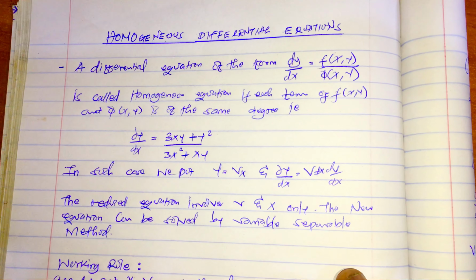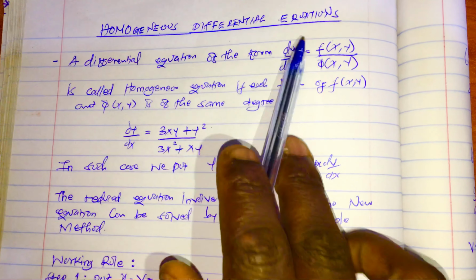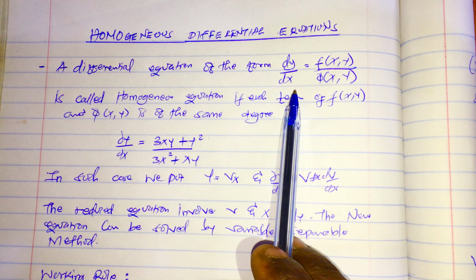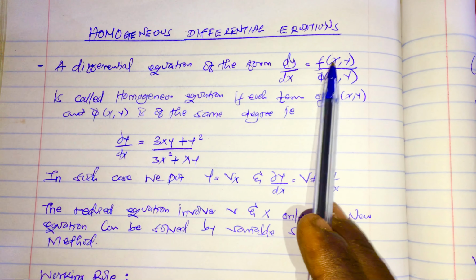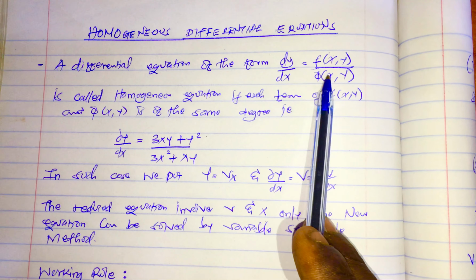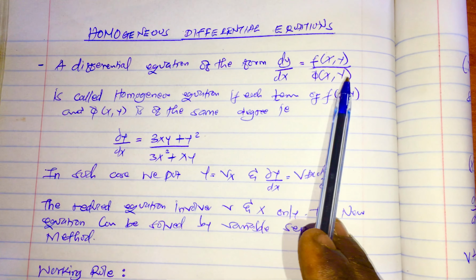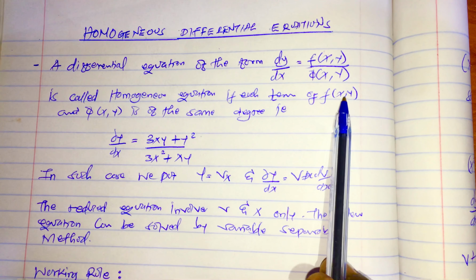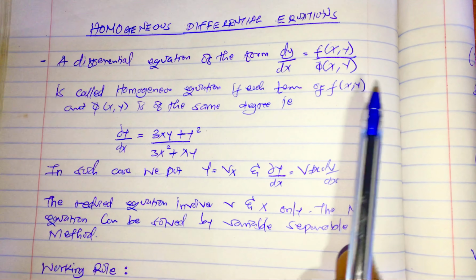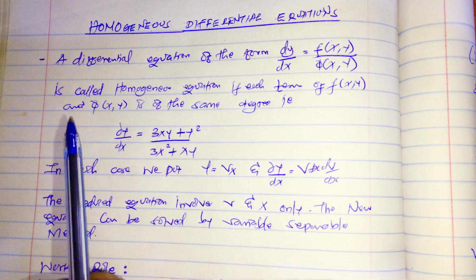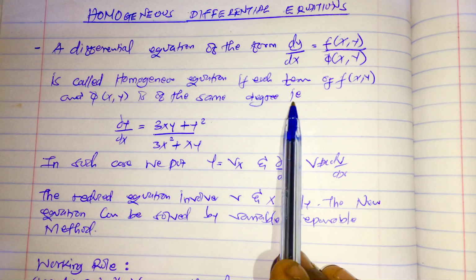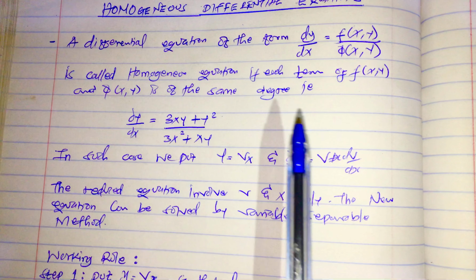Welcome to today's video. Today we are going to discuss homogeneous differential equations. A differential equation of the form dy/dx equals f(x, y) over phi(x, y) is called a homogeneous differential equation if each term of the function f, constituting the terms of x and y, and phi, constituting the terms of x and y, has the same degree. The same degree means they have the same powers.